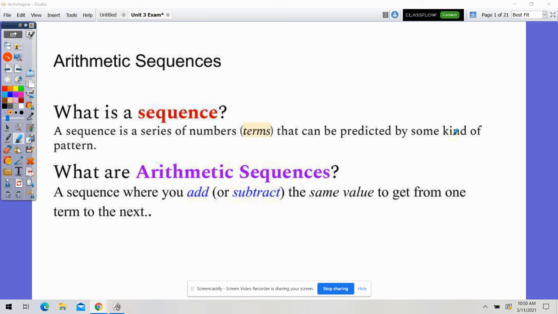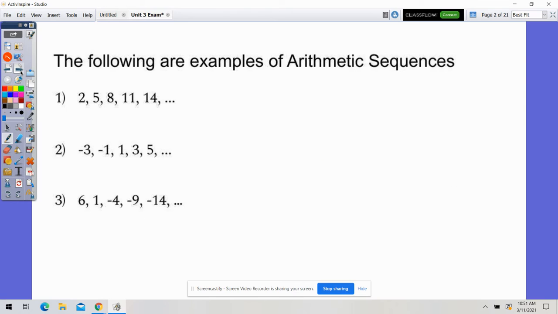So first, what is a sequence? A sequence is a series of numbers, or what we call terms, that can be predicted by some kind of pattern. Arithmetic sequences are patterns or sequences where you add or subtract the same value to get from one term to the next. So the following are examples of arithmetic sequences.